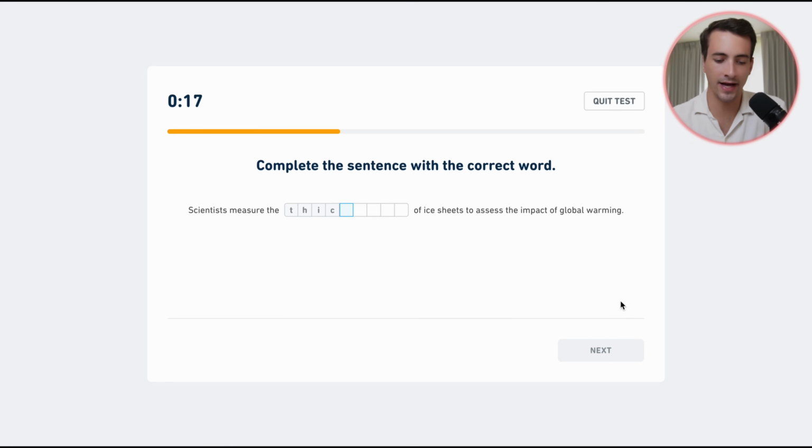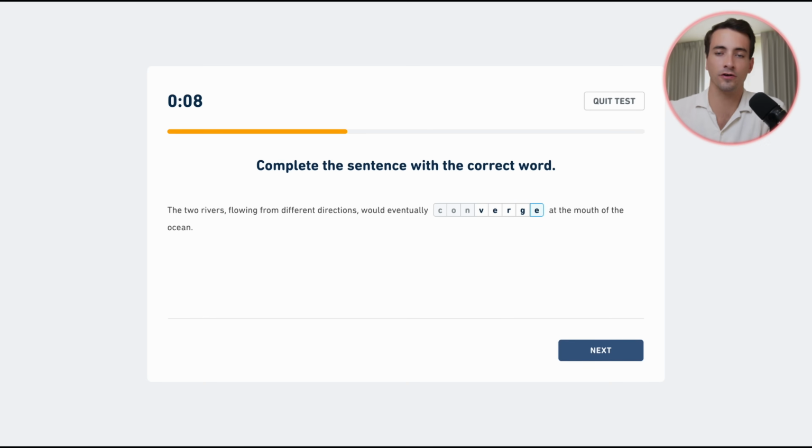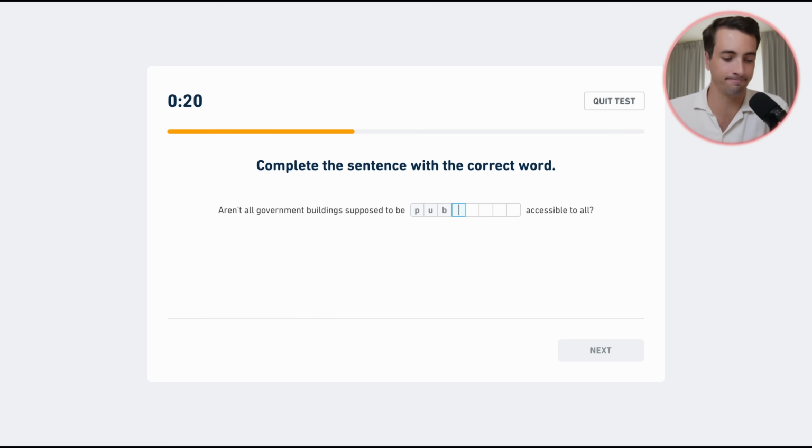Scientists measure the blank of ice sheets to assess the impact of global warming. I want you to try to get this answer. So what is the incomplete word here? The two rivers flowing from different directions would eventually blank at the mouth of the ocean. Converge. This means come together. So two rivers, they're from different directions, but eventually they come together at the ocean.